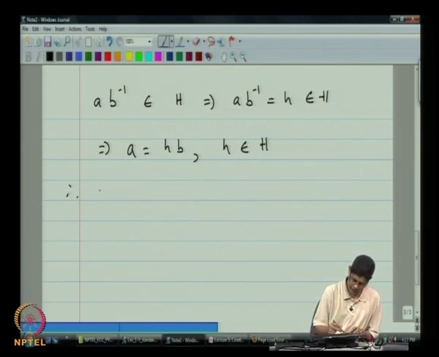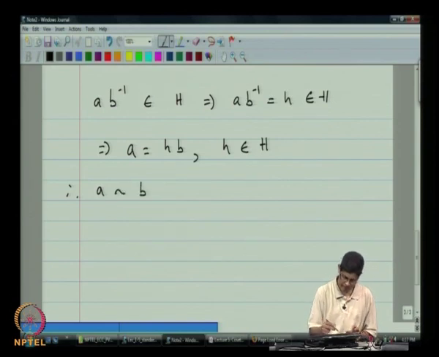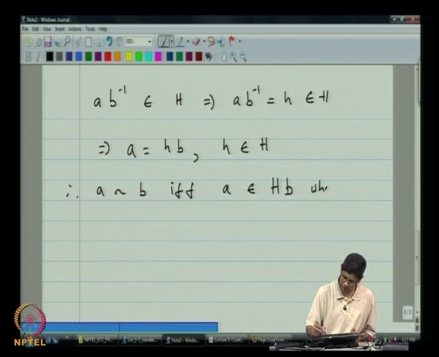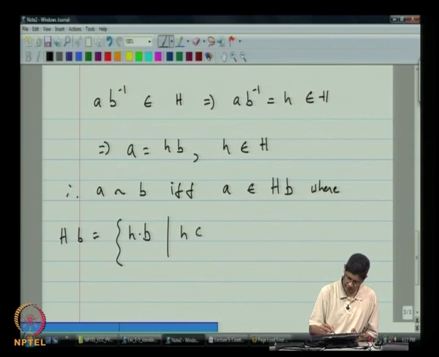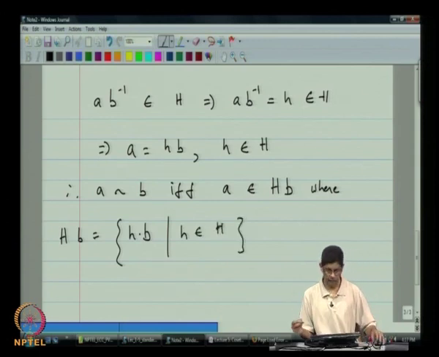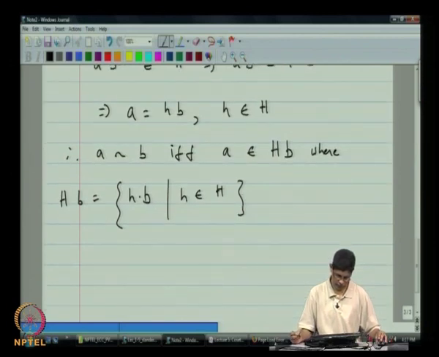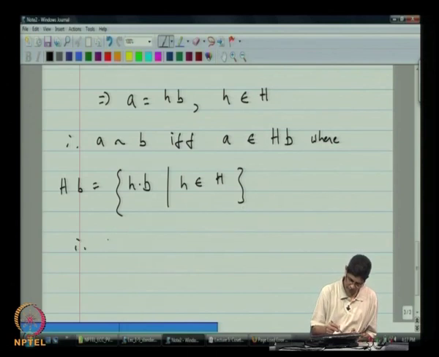So, therefore, A is equivalent to B if and only if A belongs to H B, where we define H B to be the set of all elements of the form h times B, where h itself is in H. So, in other words, the equivalence class of B now looks like H times B in this case.